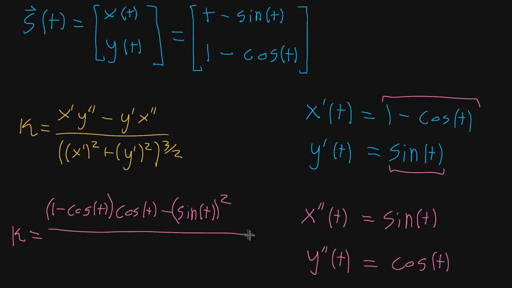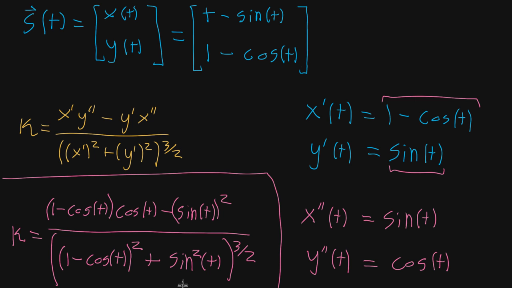And the whole thing is divided by x prime squared. So x prime was 1 minus cosine of t squared, plus y prime squared. So y prime was just sine, so that's just going to be sine squared of t. And that whole thing to the power 3/2. And that's your answer, right? You apply the formula, you get the answer.